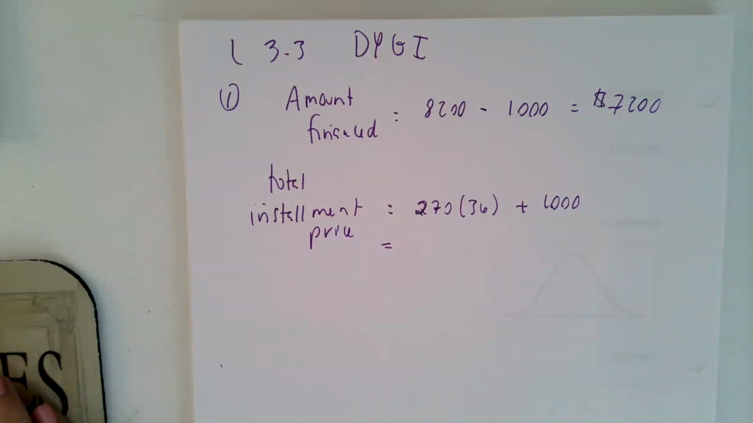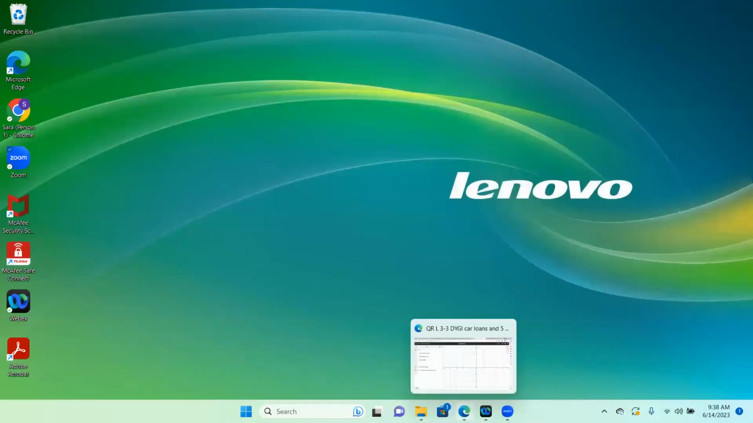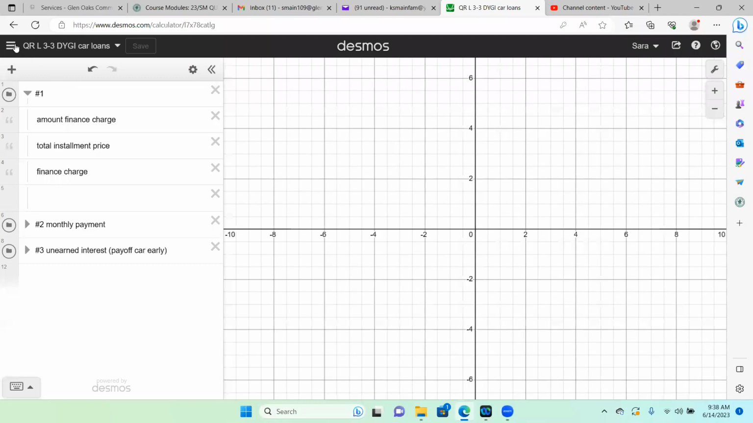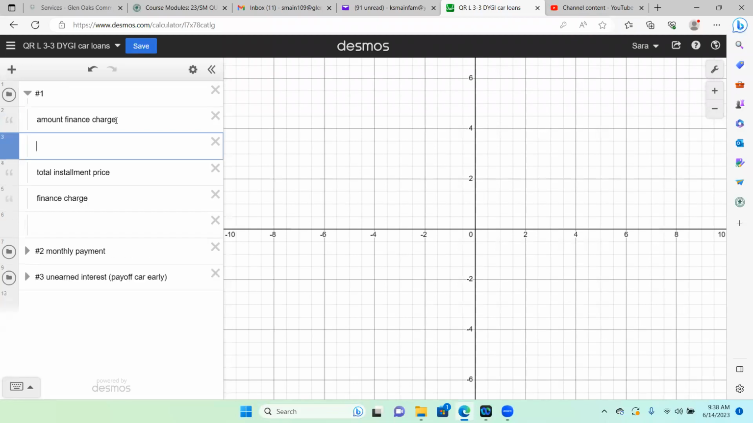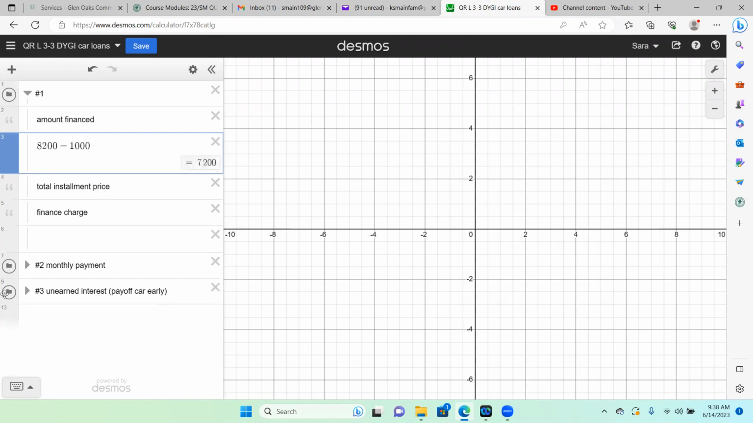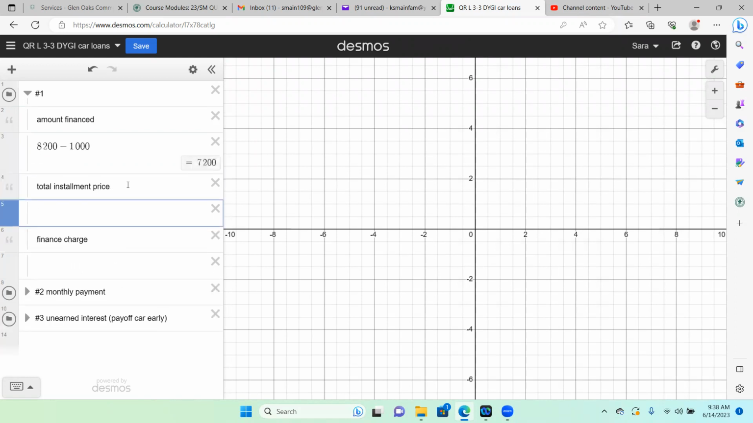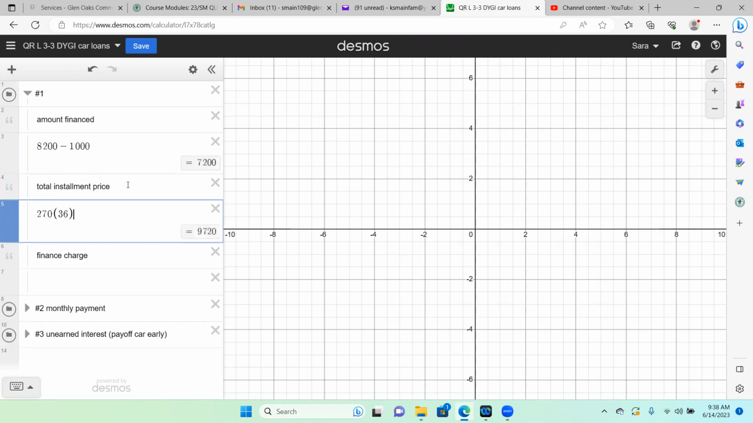So let's go to Desmos. Make sure you're logging into Desmos and you're starting a new lesson where you click on the new blank graph. And our finance charge, amount financed, this is not the finance charge, the amount financed. We said was 8,200 minus 1,000. And then the total installment price is going to be 270 times the 36 months plus the $1,000 that we borrowed.